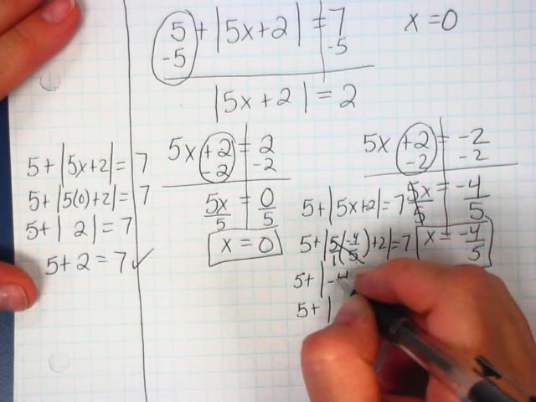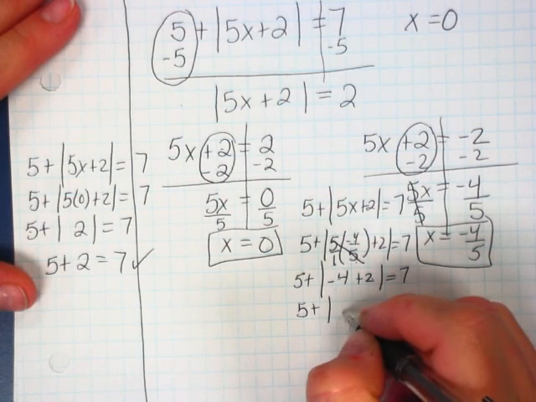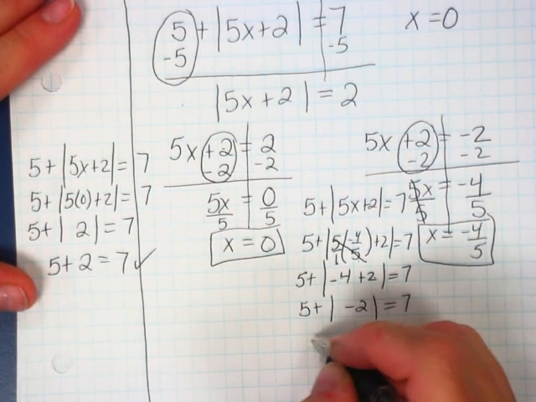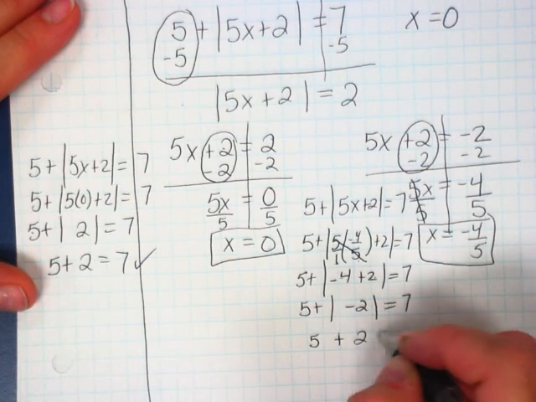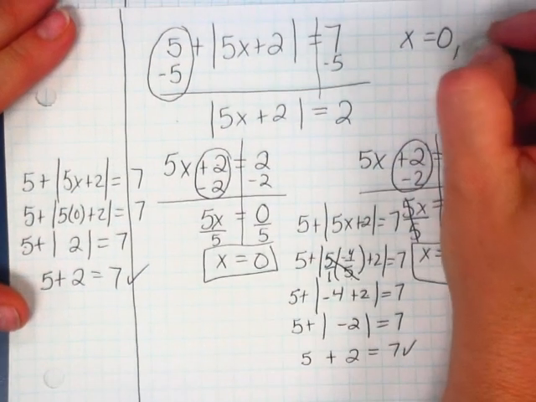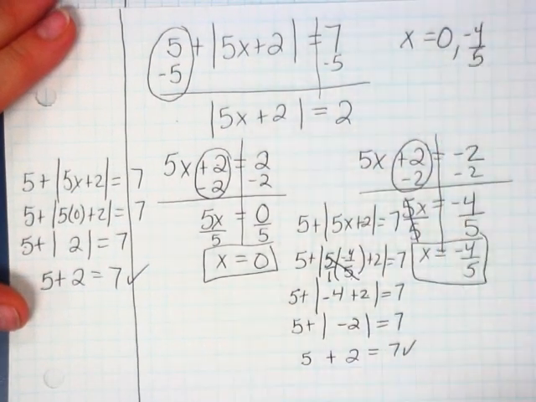5 plus negative 4 plus 2 would be negative 2. And the absolute value of negative 2 is 2. And yes, it does work. So my answer is 0 and negative 4 fifths.